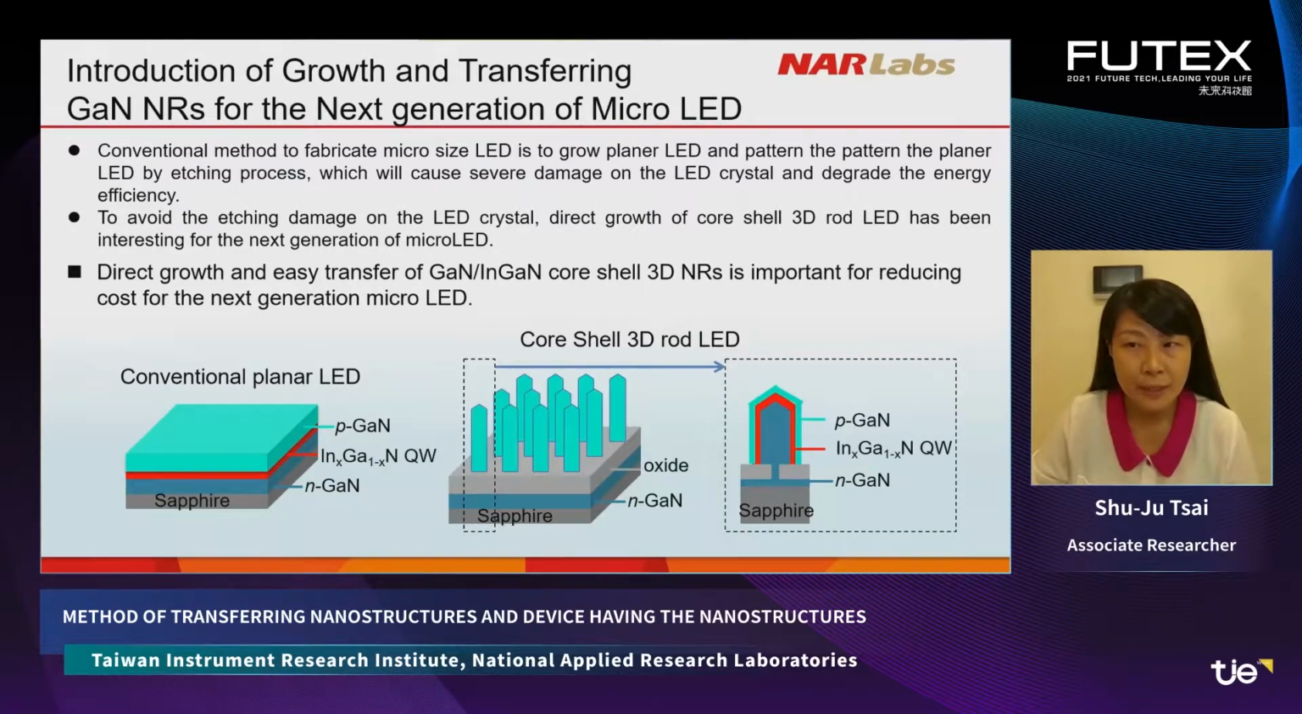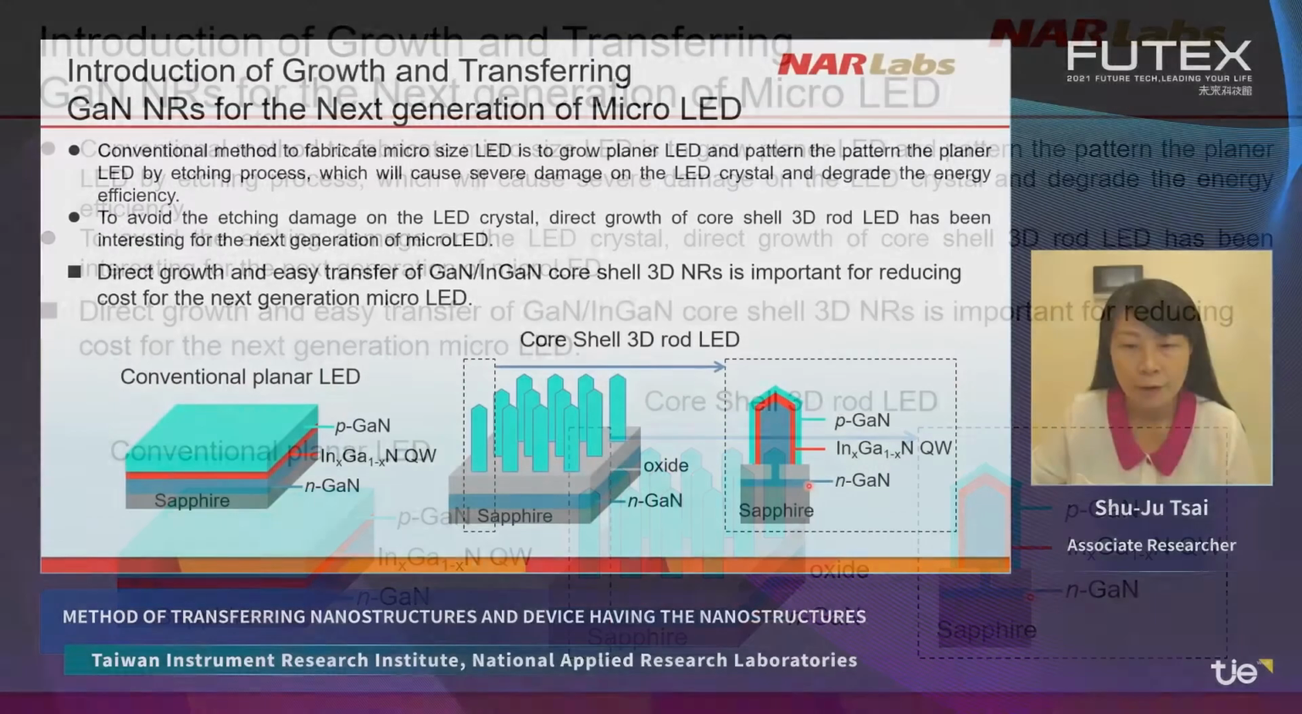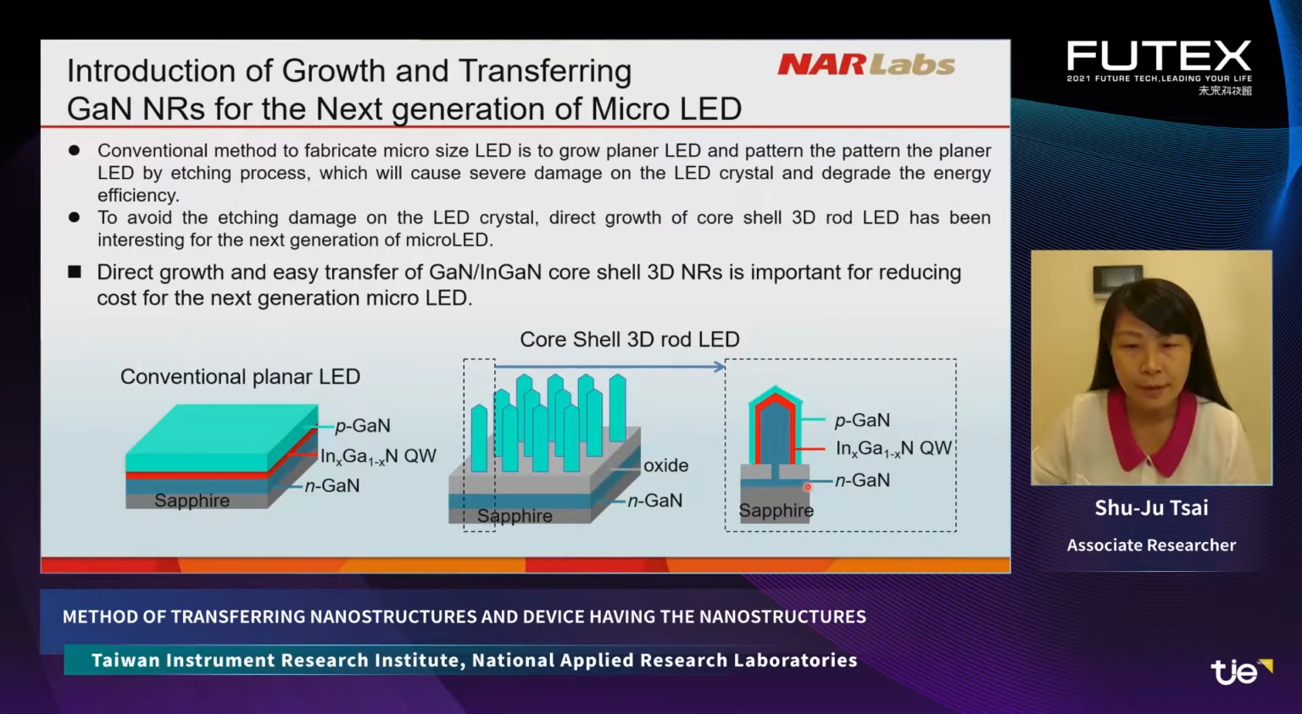As the size of a pixel of micro LED gets smaller for higher resolution, the etching damage resulting from patterning the LED crystal gets severe and will result in degradation of LED performance. The core-shell 3D rod micro LED is the next generation of micro LED because the LED crystal is directly grown in core-shell 3D rod structure without lithography and the etching process.